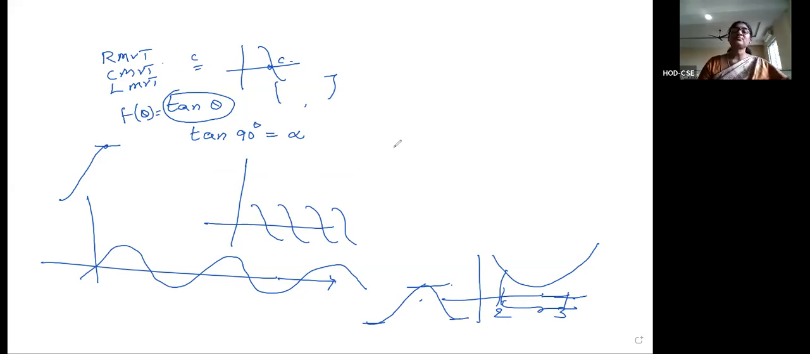Okay. Any doubts? Tomorrow I am going to give the definition slowly. Definition of continuity, differentiability with examples.